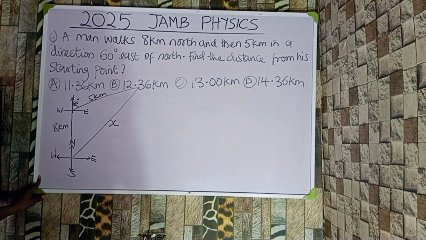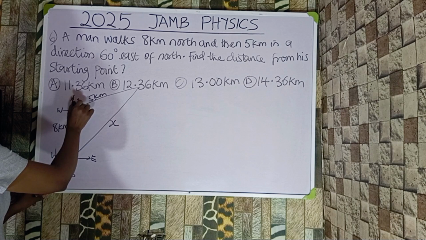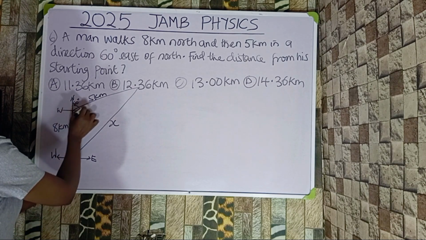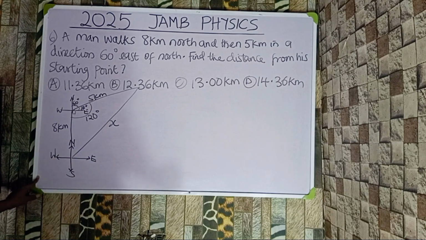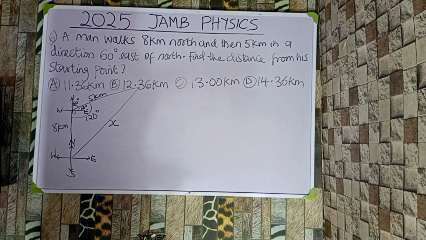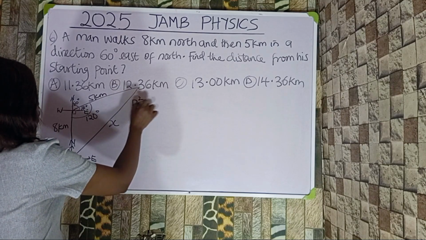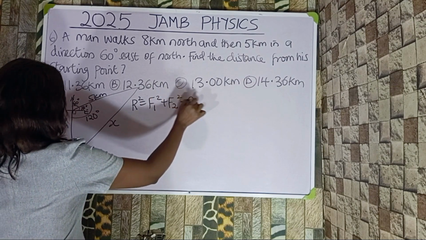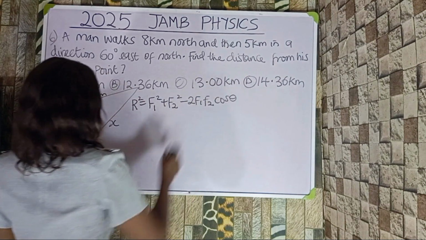Is that clear? Now looking at it, if here is 60 degrees, here will be what? 90, because each quadrant is 90. Now this is a right angle. To make this angle, what angle? 120 degrees. So what you are going to do is this. We are going to use the cosine rule to solve this. And the cosine rule states that R square is equal to F1 square plus F2 square minus 2 F1 F2 cos theta, right?